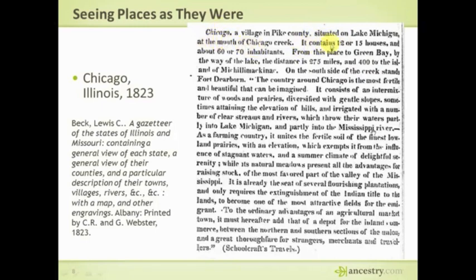It contains 12 or 15 houses and about 60 or 70 inhabitants. So it's really interesting. You can go on and read the whole description, the mixture of the woods and prairies. It looks a lot different than that nowadays, doesn't it? And it talks about the advantages of the location, the different things. So it's really interesting to read how a city was back in history and then compare it to when your ancestors lived there maybe a few years later or to the present.